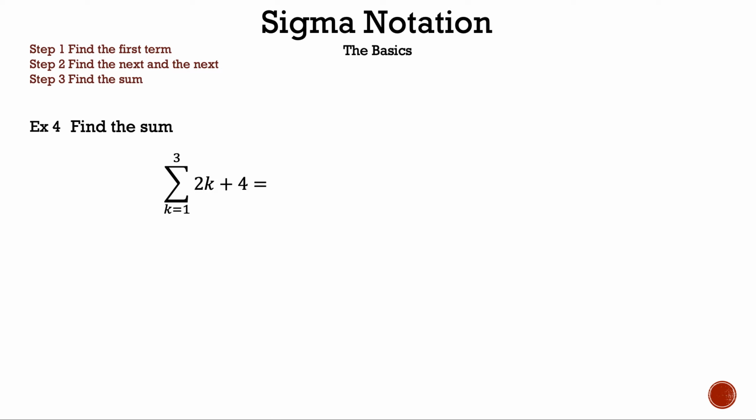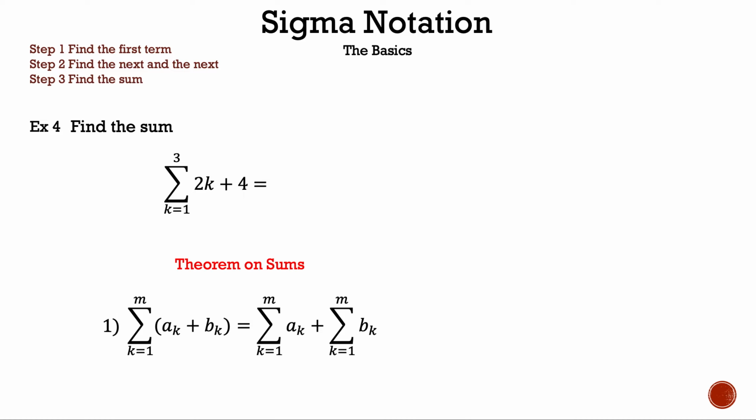Now, let's read the question. Find the sum of the summation of 2k plus 4 as k goes from 1 to 3. Whoa, we had the same question. But this time, we're going to use the theorems. Which theorem do you think we're going to use first? That's right, the theorem on sums, where we can separate the two infinite sequences. So we have the summation of 2k as k goes from 1 to 3, plus the summation of 4 as k goes from 1 to 3.